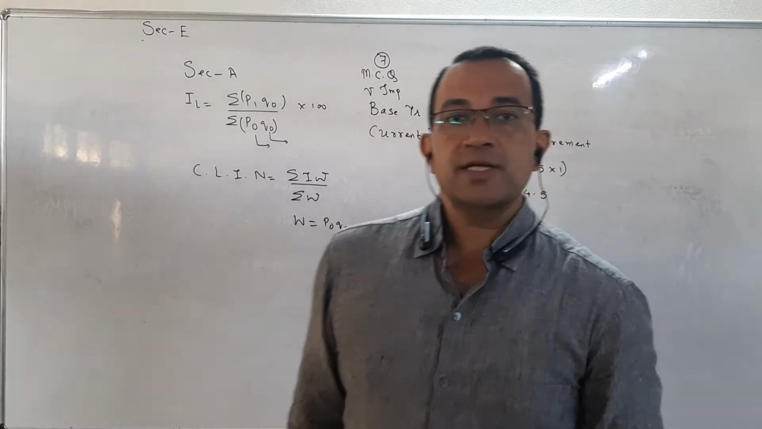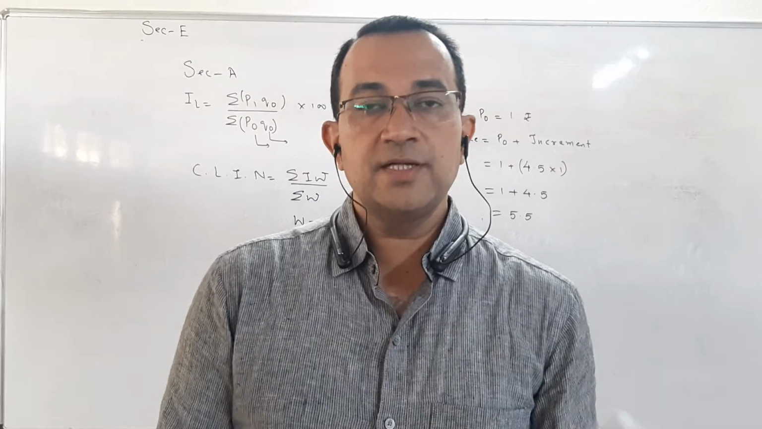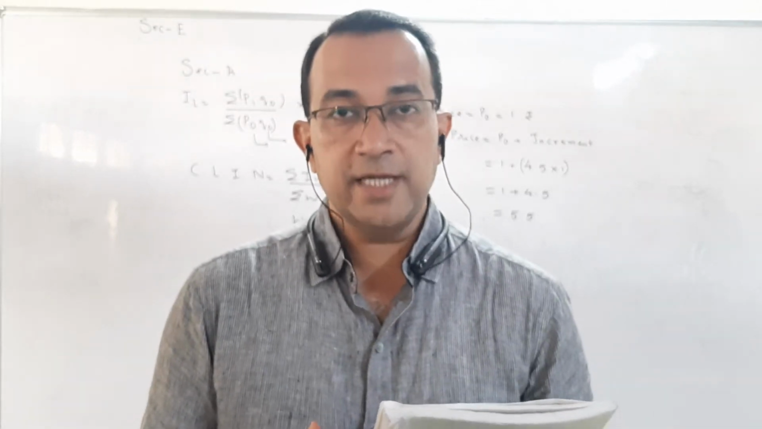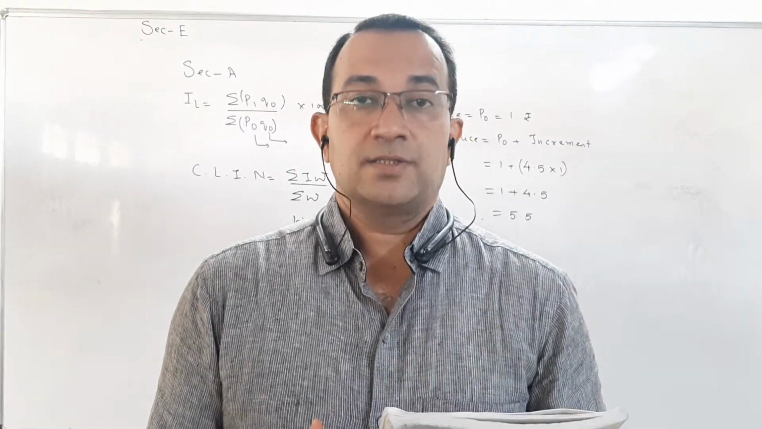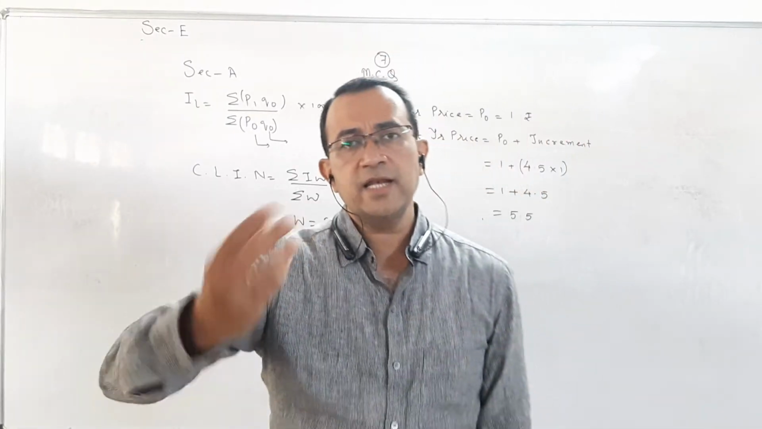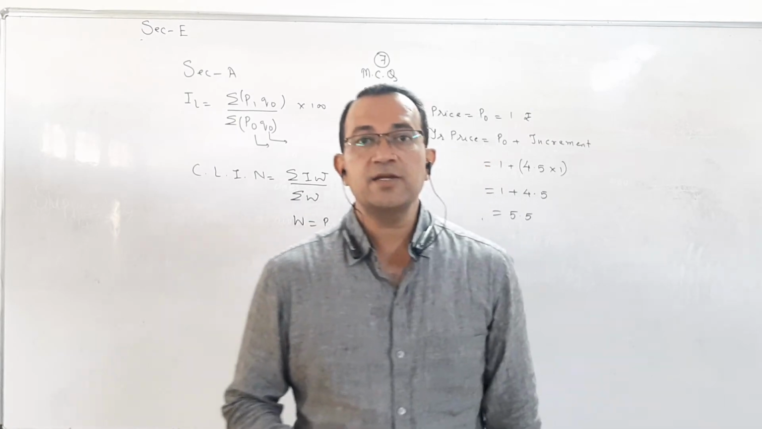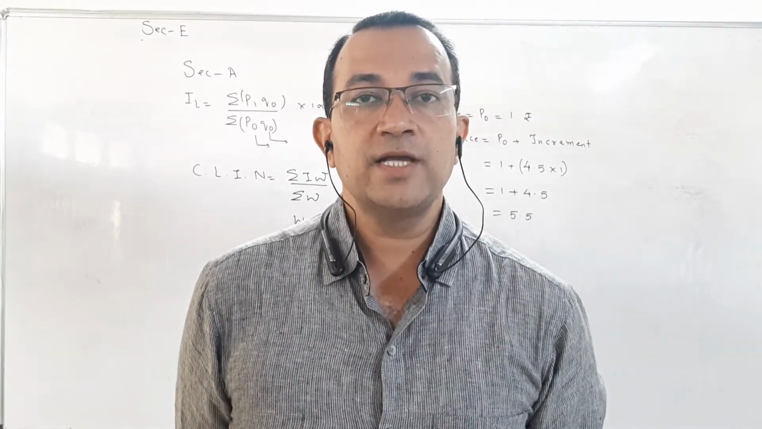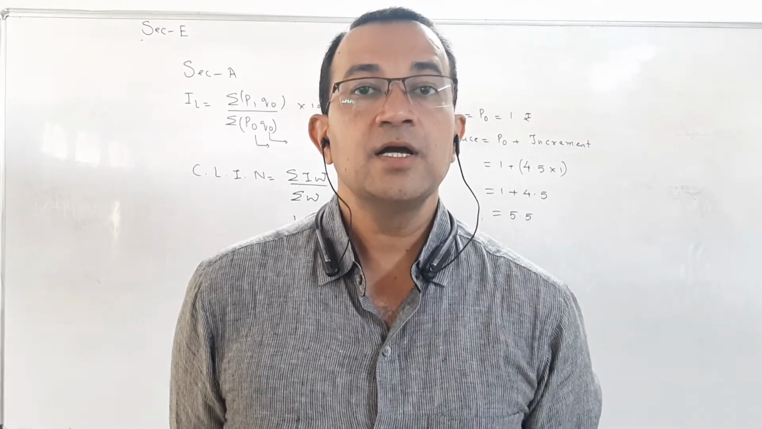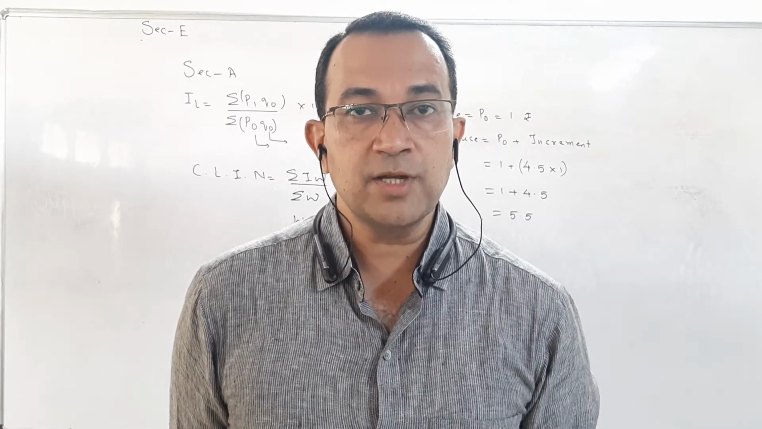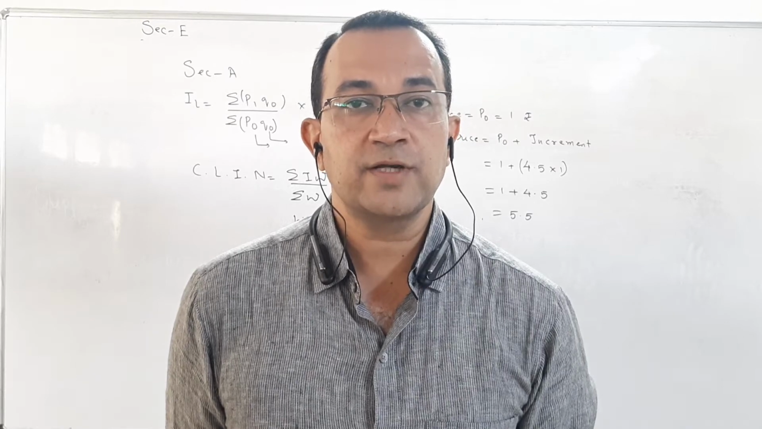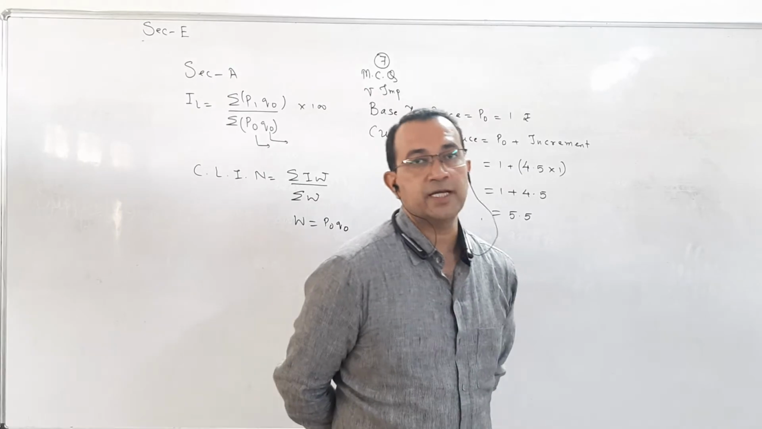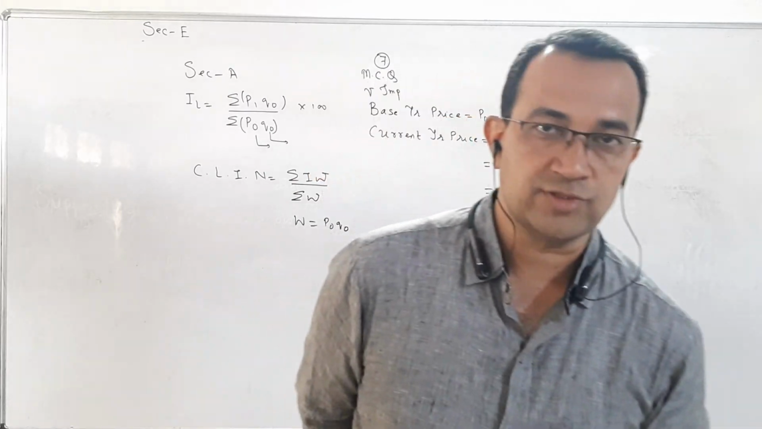Suppose a person gets a rise in salary. Say the salary of a person in the base year was 10,000 and he got a rise of 20%. So his salary in the current year will be 10,000 plus increment, which is 20% of 10,000, that is 2,000. So his current year salary would be 10,000 plus 2,000, 12,000.